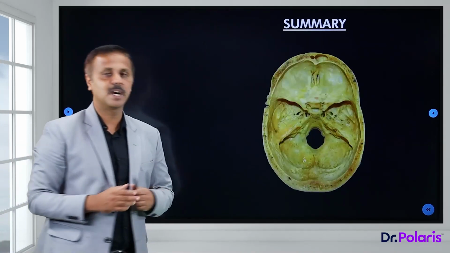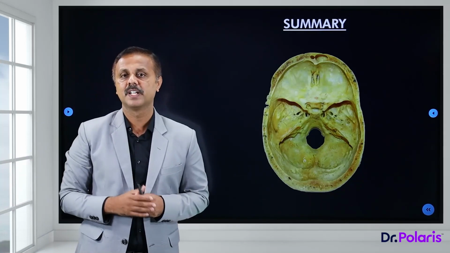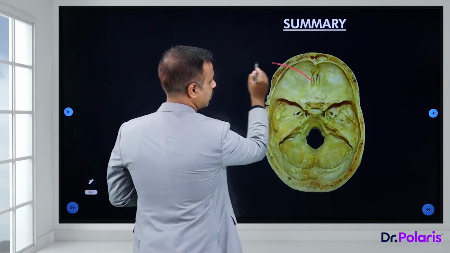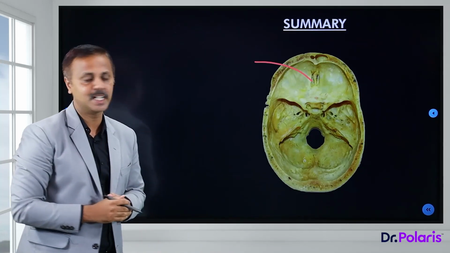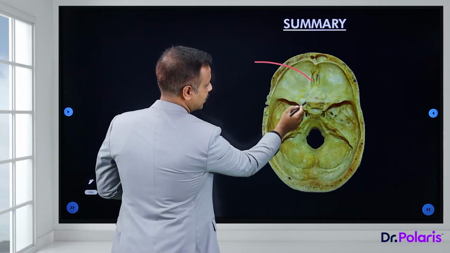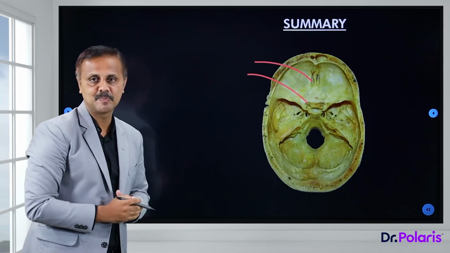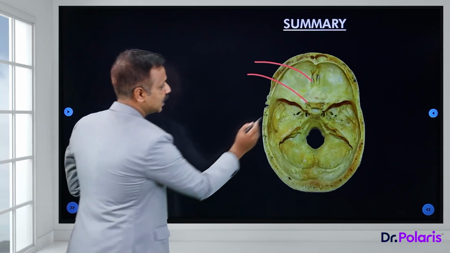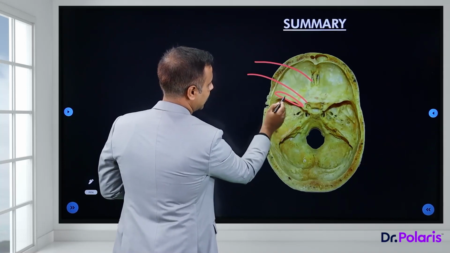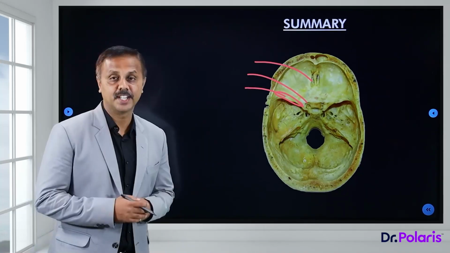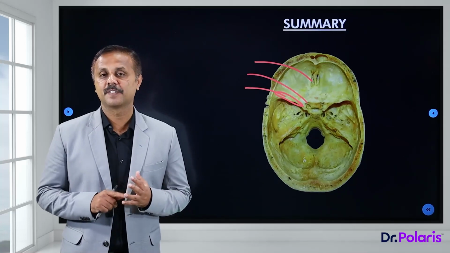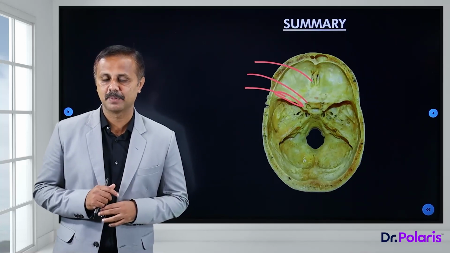Then we learnt about the exit or entry of these cranial nerves. We learned that the first cranial nerve passes through the cribriform plate of ethmoid. The second cranial nerve passes through the optic canal. The third, fourth and sixth cranial nerves, they pass through the superior orbital fissure. Then the trigeminal nerve divides into 3 divisions. What are they? Ophthalmic, maxillary and mandibular.